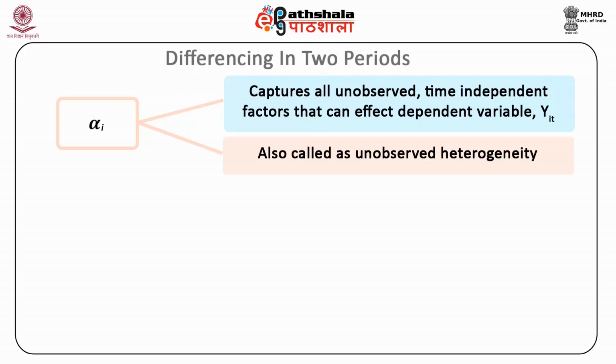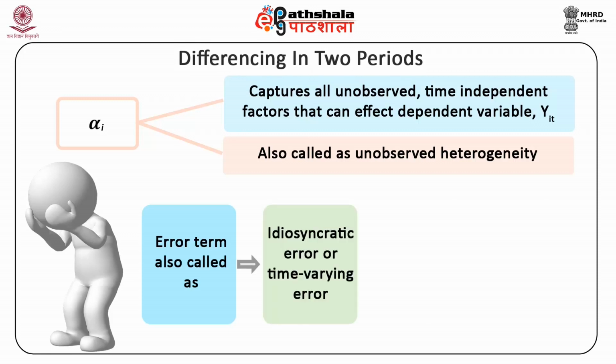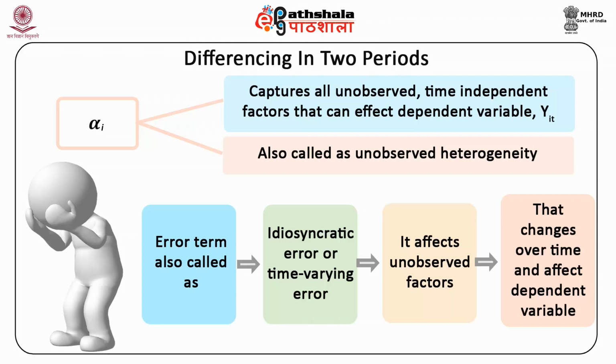In applied work, alpha_i is sometimes also called unobserved heterogeneity, or individual heterogeneity, or firm heterogeneity, or city heterogeneity, or state heterogeneity, etc. The error term used in this model, u_it, is often called the idiosyncratic error or time-varying error. It is called so because it represents unobserved factors that change over time and affect the dependent variable y_it.